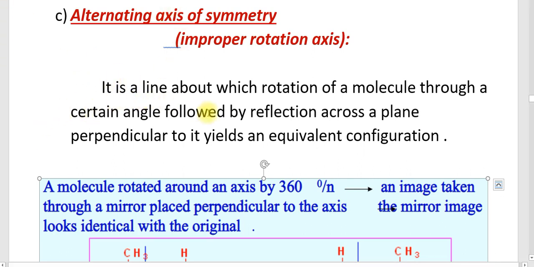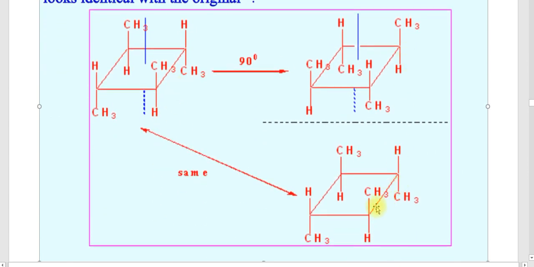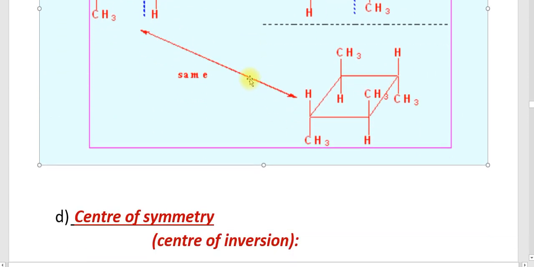It is a line about which a rotation of a molecule through a certain angle is followed by a reflection. First we rotated that molecule through 90 degrees, and after that we took the reflection across a plane perpendicular to it, and it yields an equivalent configuration. That means the new orientation will be exactly the same as the orientation that we took first. That is worked out here. I think it's clear for you.